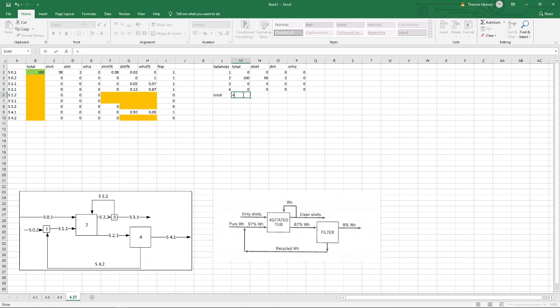And if we look at the entire system, we have 0.1 and 0.2 as the two streams that are entering. What is exiting? That would be streams 3.1 and 4.1. Those are the two exiting our total system. There we go.